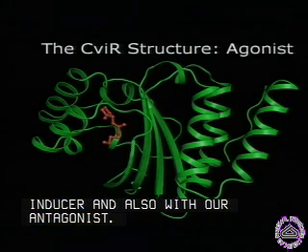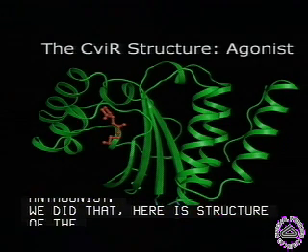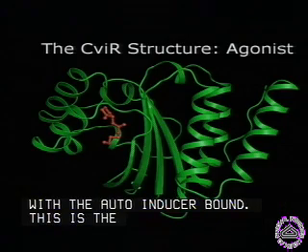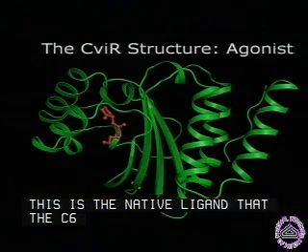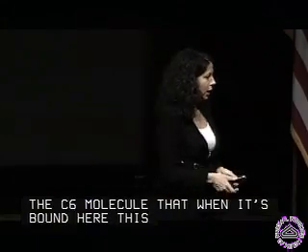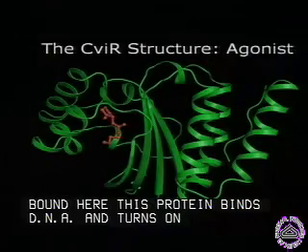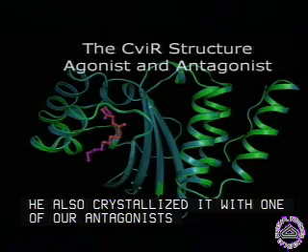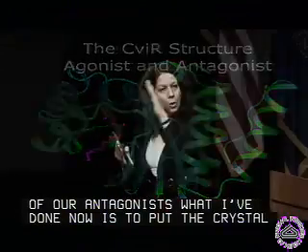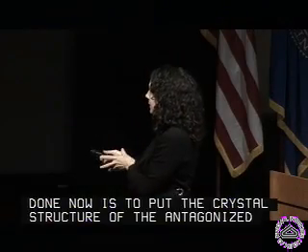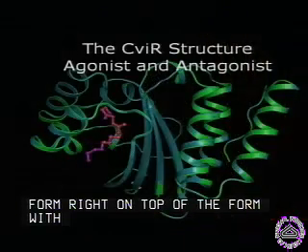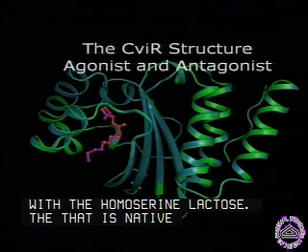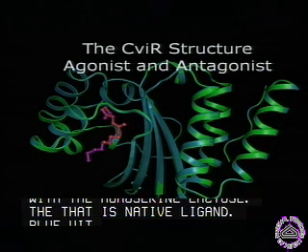And here's a structure of the CviR protein, and this is with the autoinducer bound. So this is the native ligand, the C6 molecule, that when it's bound here, this protein binds DNA and turns on 100 quorum sensing genes. So he also crystallized it with one of our antagonists, and so what I've done now is to put the crystal structure of the antagonized form right on top of the form with the homoserine lactone. So the green protein with the red molecule, that's the native ligand. The blue protein with the longer, bigger molecule, that's the protein that's got the antagonist in it.